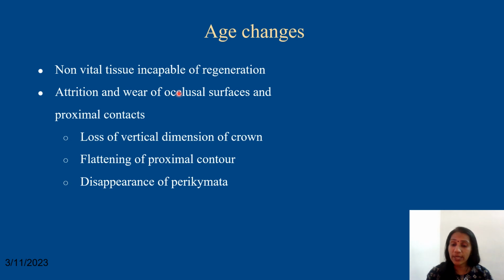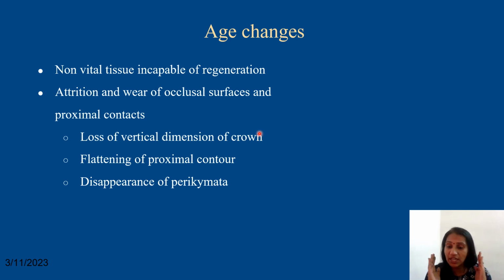Along with that, you can have attrition and wear and tear of your occlusal surfaces or proximal surfaces of the enamel. So enamel will be worn out. You will have attrition, that is wearing away of your enamel surface. Now, when you have wear and tear of your enamel, what happens to the crown? One, the crown height decreases, because enamel forms so much of the thickness. So when enamel is completely gone, the height of the crown decreases.